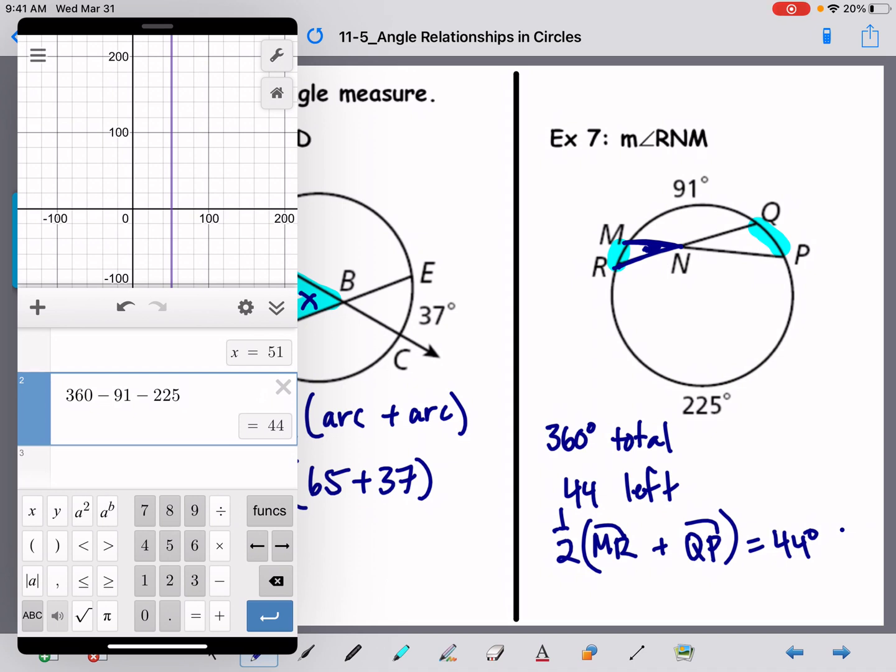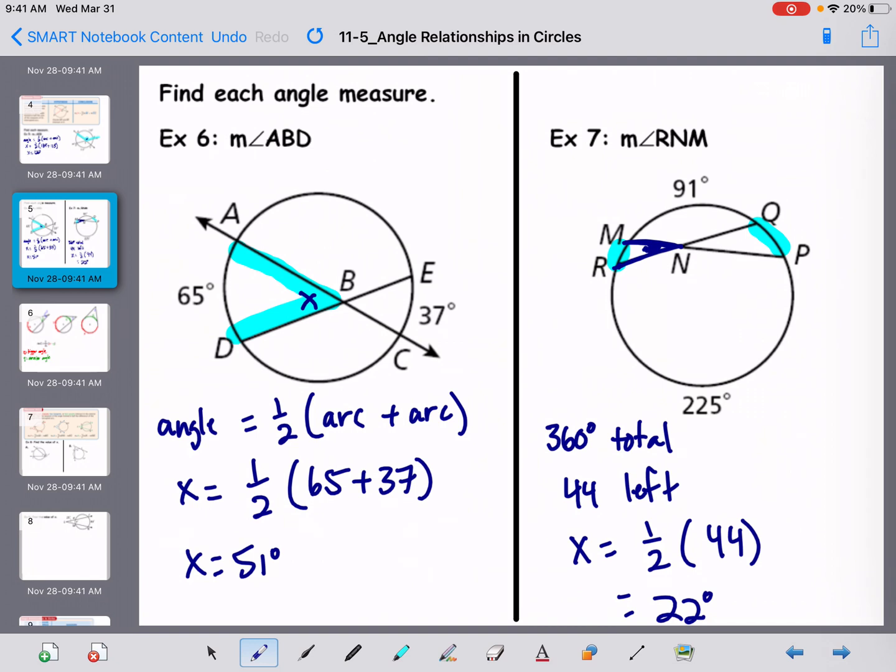So 44, this is what it's going to end up looking like. X equals half of 44. All right, I can do that one in my head. It's going to be 22 degrees. So that problem is just a little bit different. You got to do some other subtracting to figure out how to do that one.